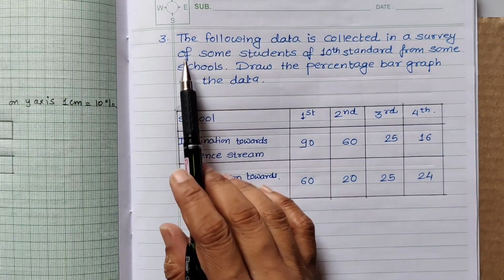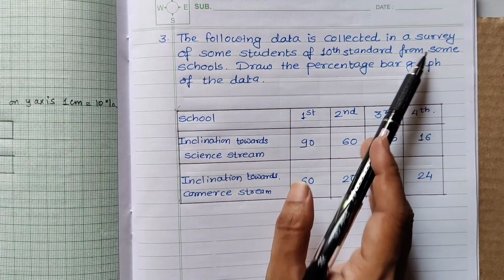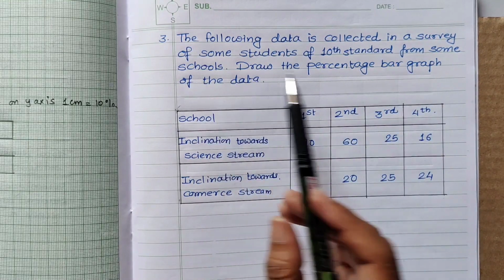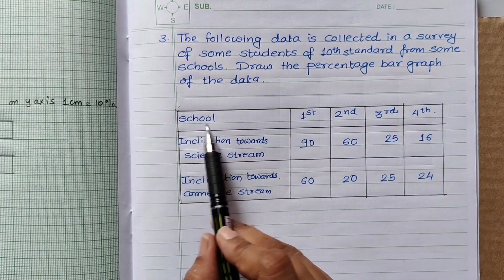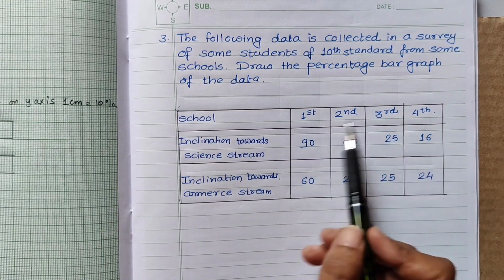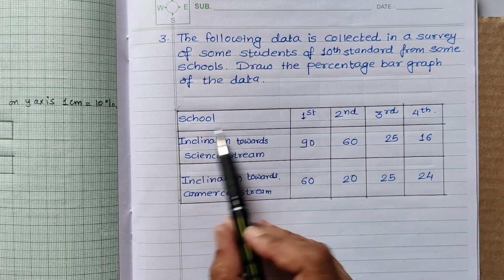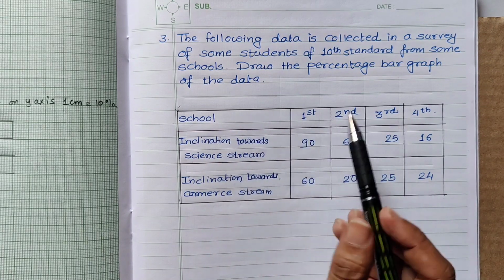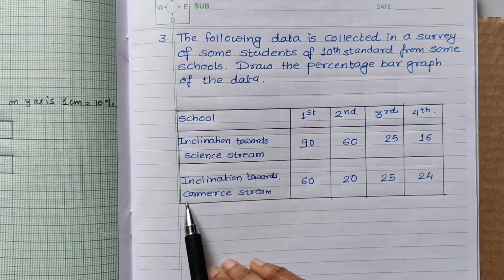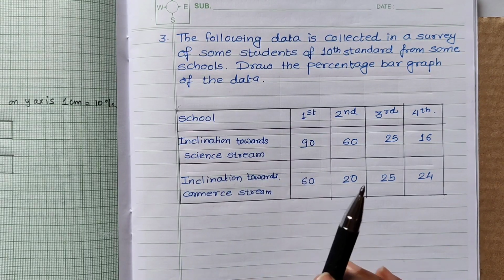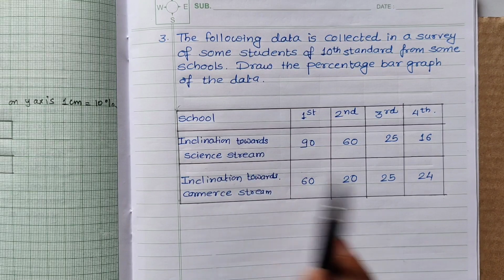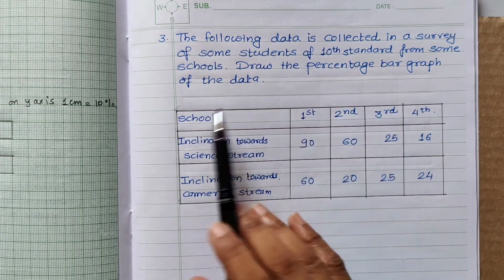So this is our third question. The following data is collected in a survey of some students of 10th standard from some schools. In the first row there are first school, second school, third school, fourth school. In all these 4 schools a survey has been done, and they have found out how many students wanted to go to science stream and how many wanted to go to commerce stream. So inclination towards science stream and inclination towards commerce stream is given. We have to draw the percentage bar graph.